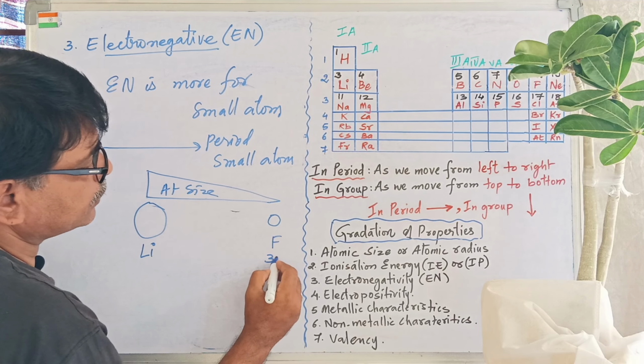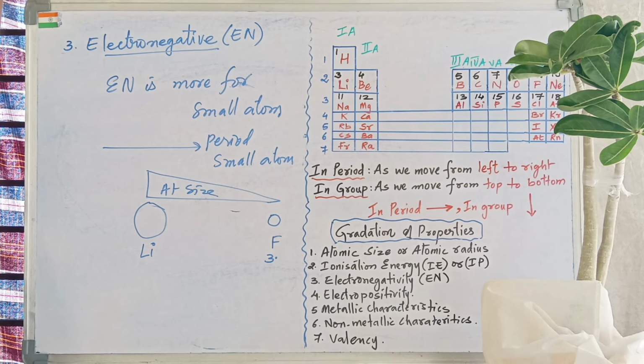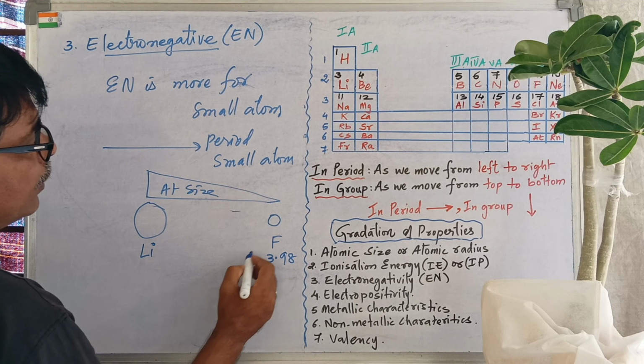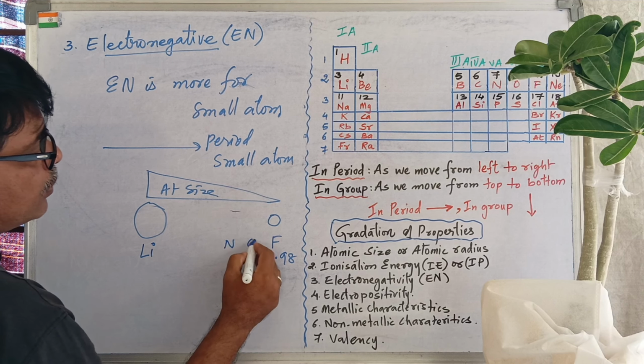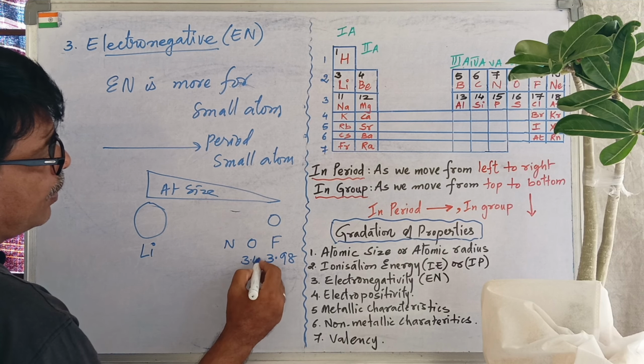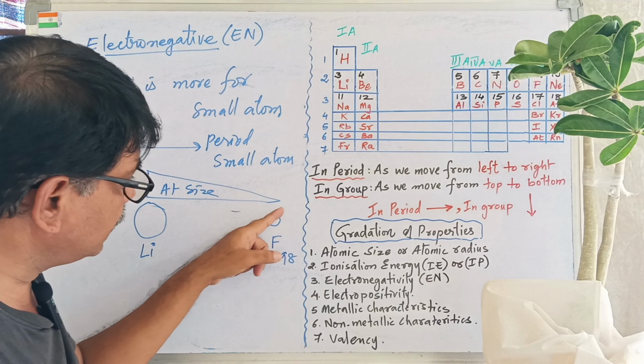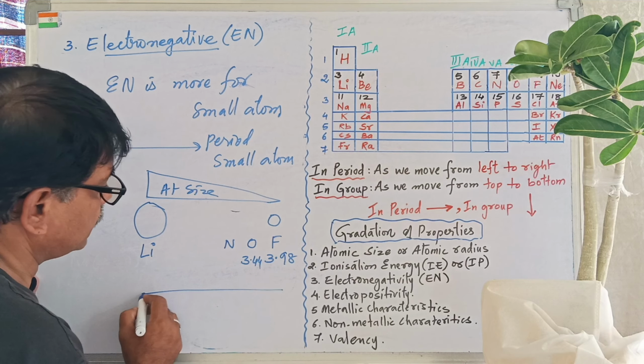How much did I tell you just now? 3.98. And if we speak about nitrogen and oxygen, just now I said oxygen is 3.44. So it is very clear, atomic size is decreasing, so electronegativity is increasing.